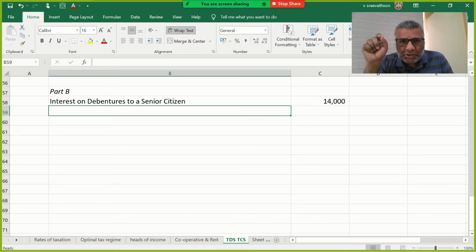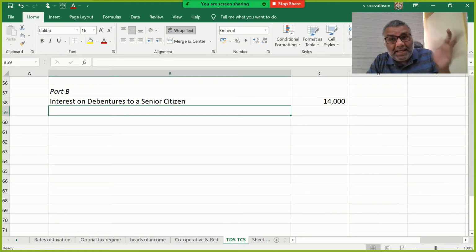The 50,000 and 40,000 threshold limit under 194A is only for banking companies, post office, and cooperative banks. Repeating, this 50,000 for senior citizen and 40,000 for others is only for banking companies and post office. For all others, the threshold limit continues to be 5,000. A company paying interest on debentures. They can give lower TDS certificate, all those things are different.